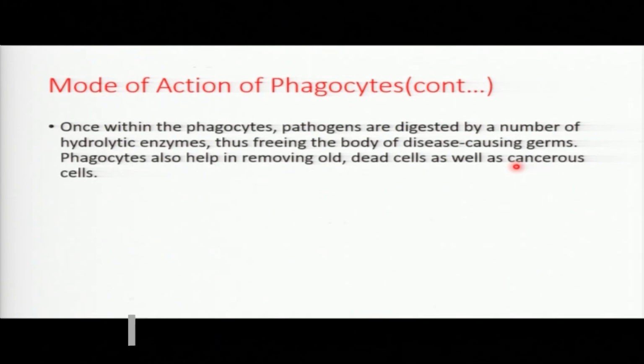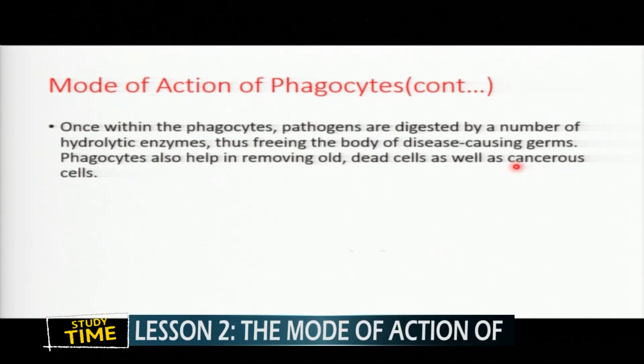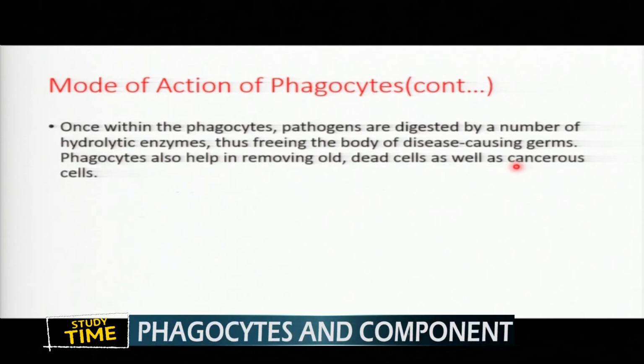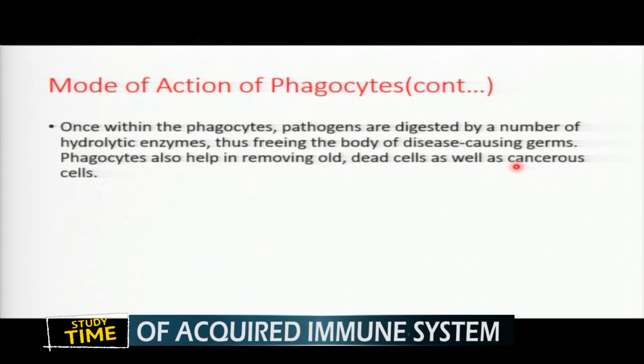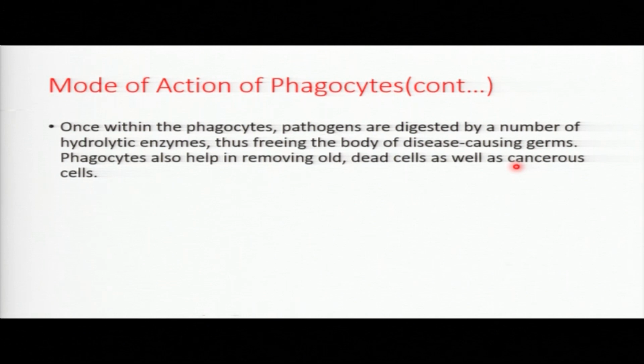This is how these phagocytes work. They do destroy, they do digest. We're going to see how they can digest. They do digest what? The germs, the pathogens that cause diseases. And not only that, they can even remove the old cells from the body, even the cancerous cells. Those infectious cells can be removed by those phagocytes.